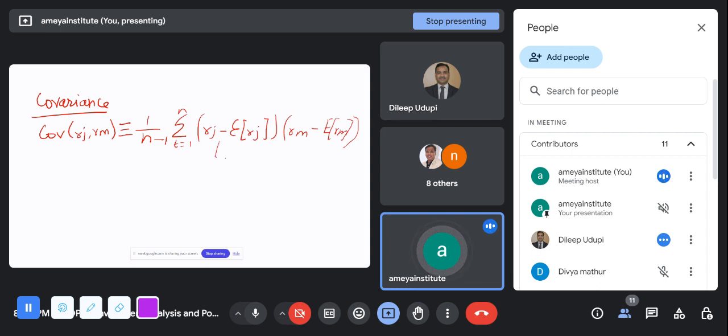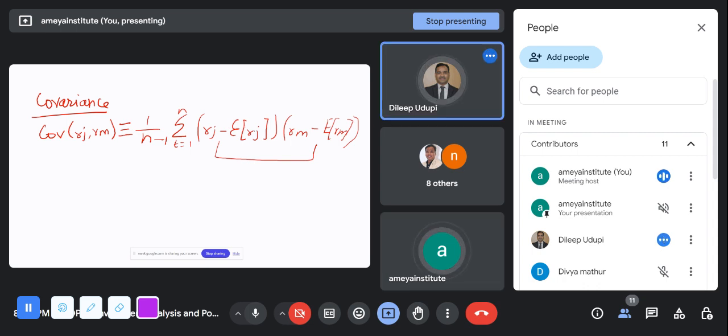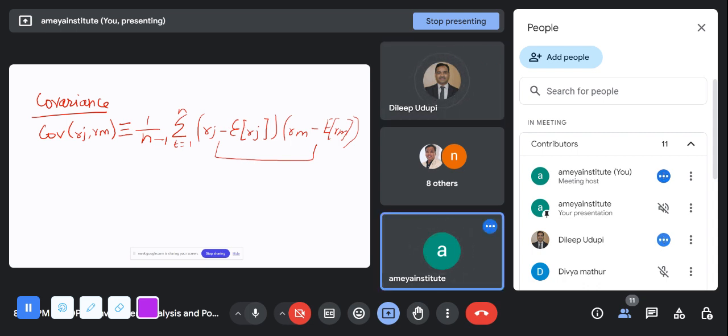How many assets do we have? Two assets. So between two assets, the covariance is nothing but the sum of these products divided by n minus 1. It's a covariance between these two assets. So how do we measure this? From there, the concept of beta will come.